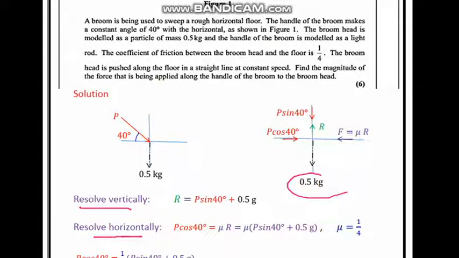Then resolving horizontally. Horizontally, as you see, P cos 40 is opposite to the friction force. So we can write P cos 40 equals the friction force, which is mu R, and R from the first part equals P sin 40 plus 0.5 g. As you know, mu equals a quarter from the problem itself.